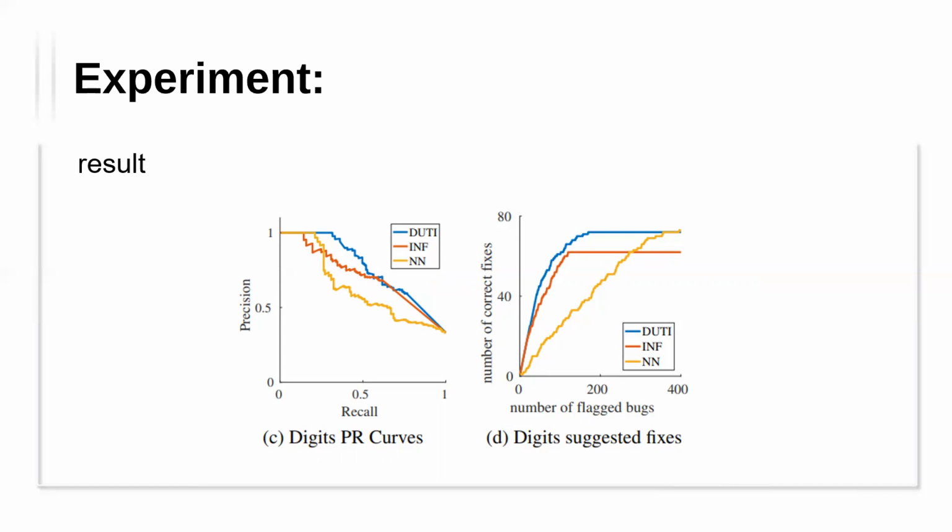So there are 133 bugs in their training data set, and in the end the DUTI method found nearly half of them. I think that's their claim. The point we need to take care of is the number of buggy items in the training set.